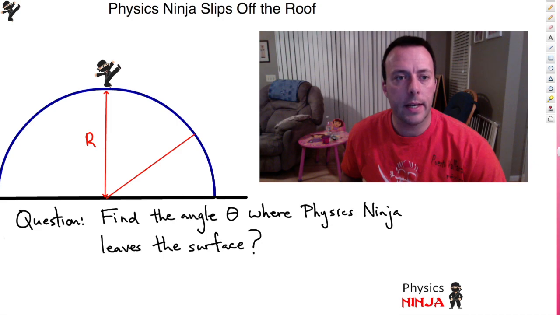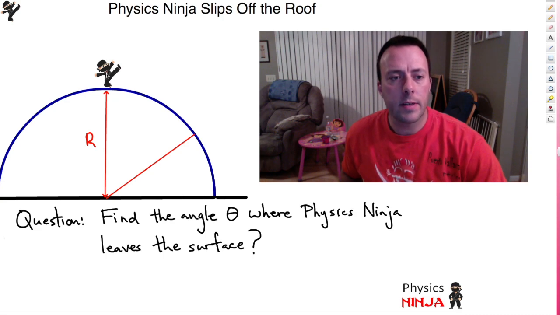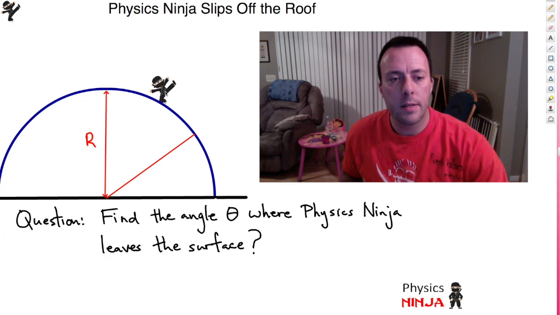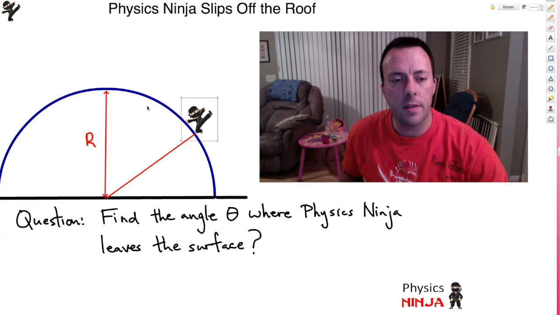Today we're going to look at a mechanics problem that looks at what happens when an object slides off a surface. In this case, we're going to look at Physics Ninja sliding off the roof here. He's going to start at the top, and what's going to happen? Well, he's going to start off pretty slow. He's eventually going to pick up some speed, going faster and faster until, oops, at some point he's not in contact with the surface anymore. He's going to be going too fast to stay on this circular trajectory.